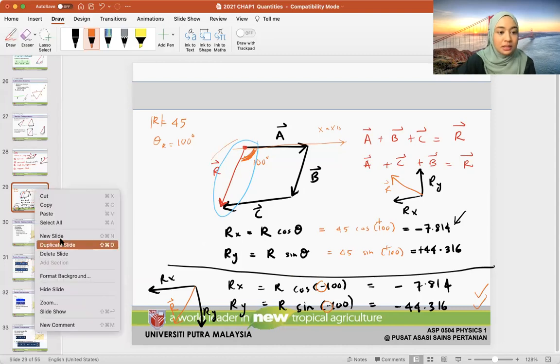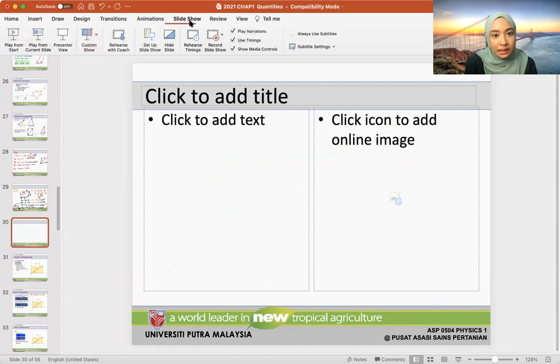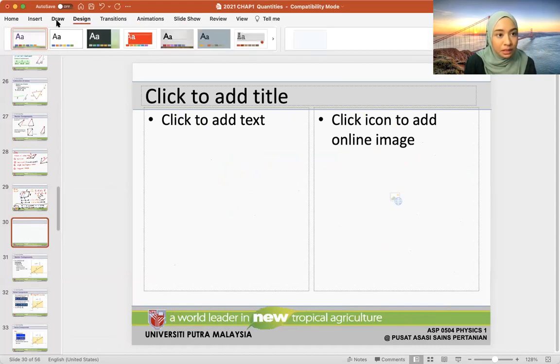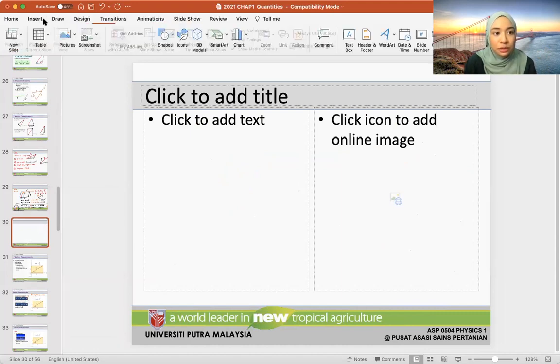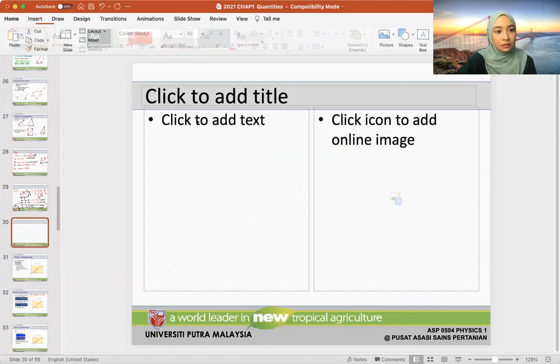Let's do another example. I know many of you are still blur, especially this afternoon. Design. I want something that is blank. Slideshow. No, not slideshow. Design. Go to that blank one. Oh, it's this one. Yeah.